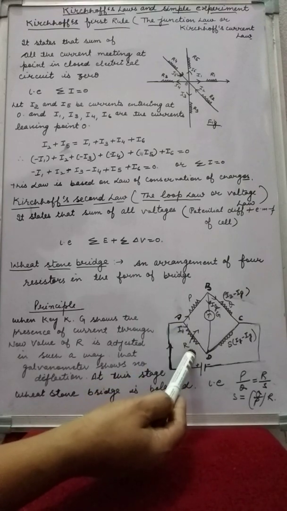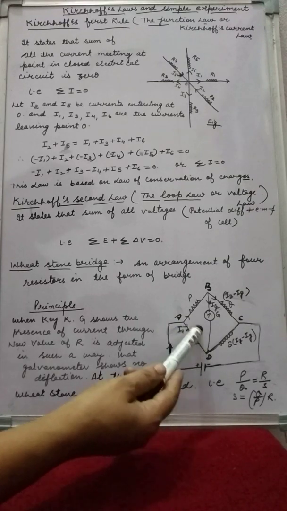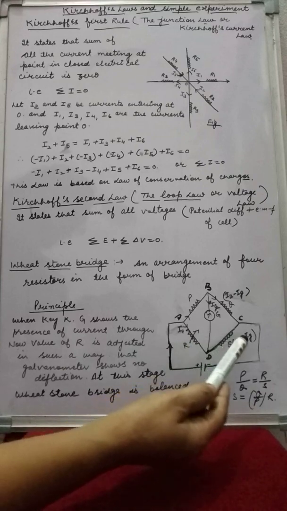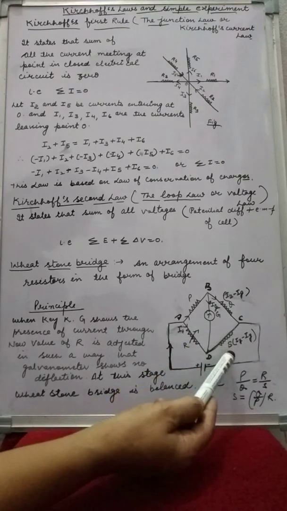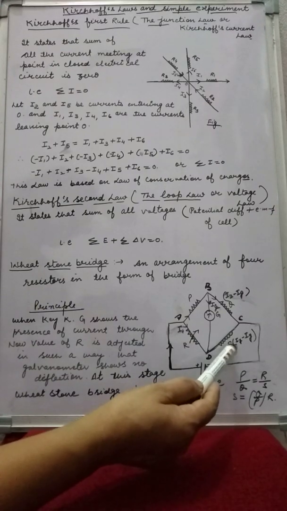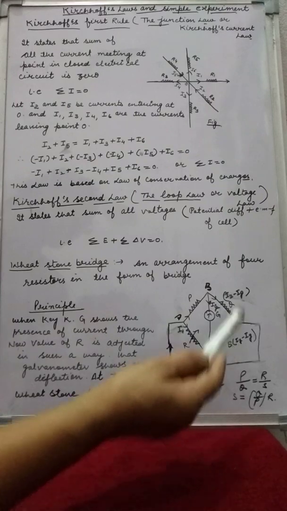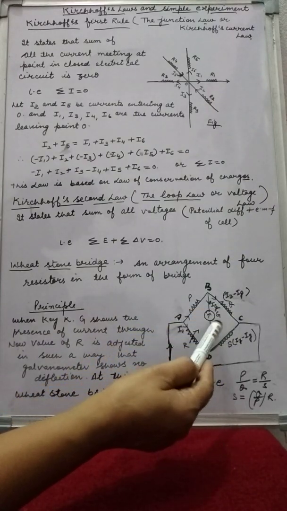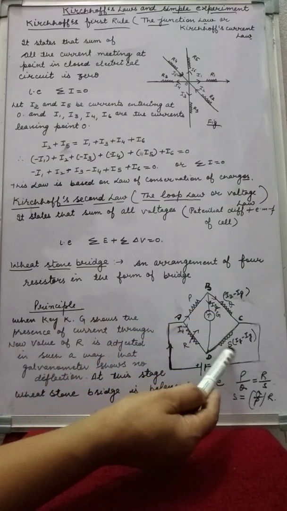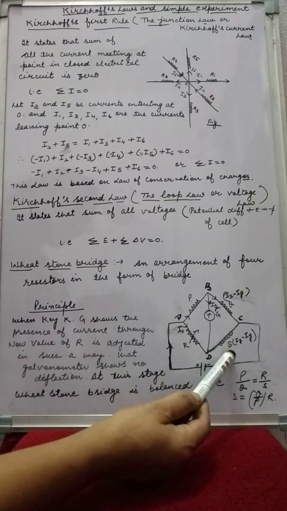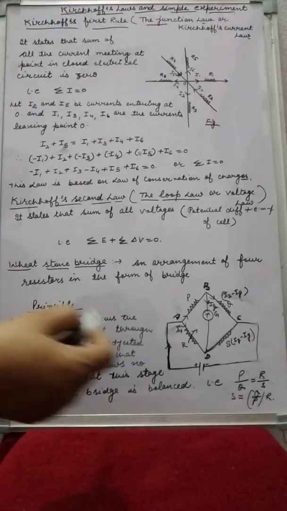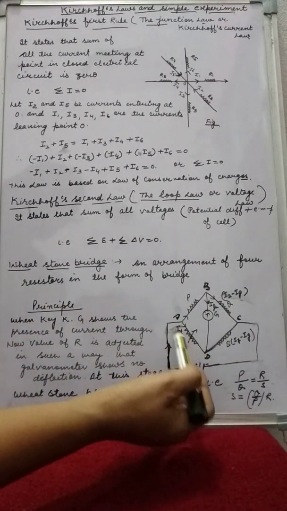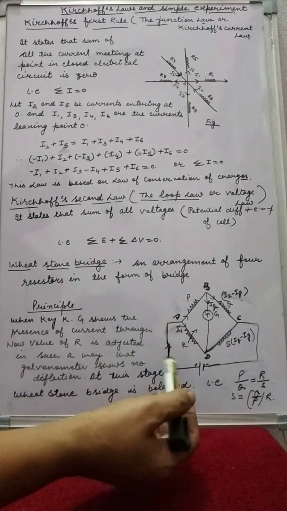Means we can vary the value from here. We can change the value of the resistance from here, and in the 4th arm we have put an unknown resistor. S is the unknown resistor, and we have to calculate the value of the unknown resistor. So how can we calculate the value of the unknown resistor?